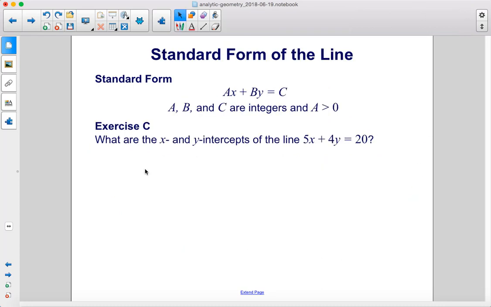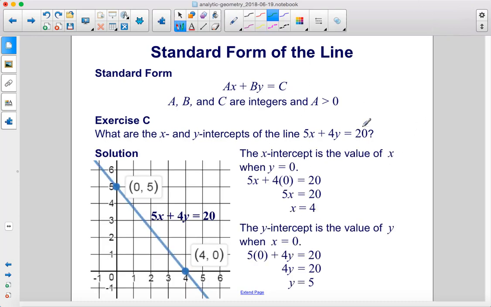Standard form of the line. ax plus by equals c, where a, b, and c are integers and a is greater than 0. Exercise C. What are the x and y intercepts of the line 5x plus 4y equals 20? To find the x-intercept, plug 0 in for y, because when y equals 0, you will get an x value of 4.